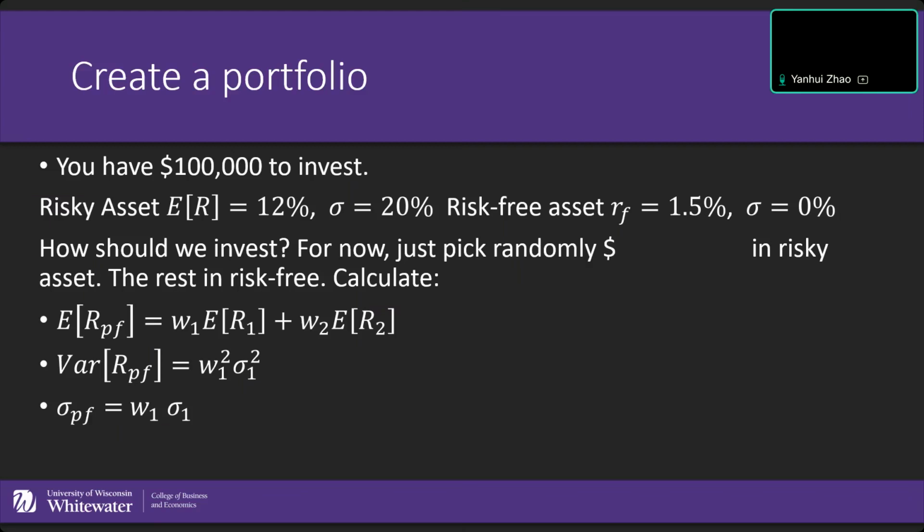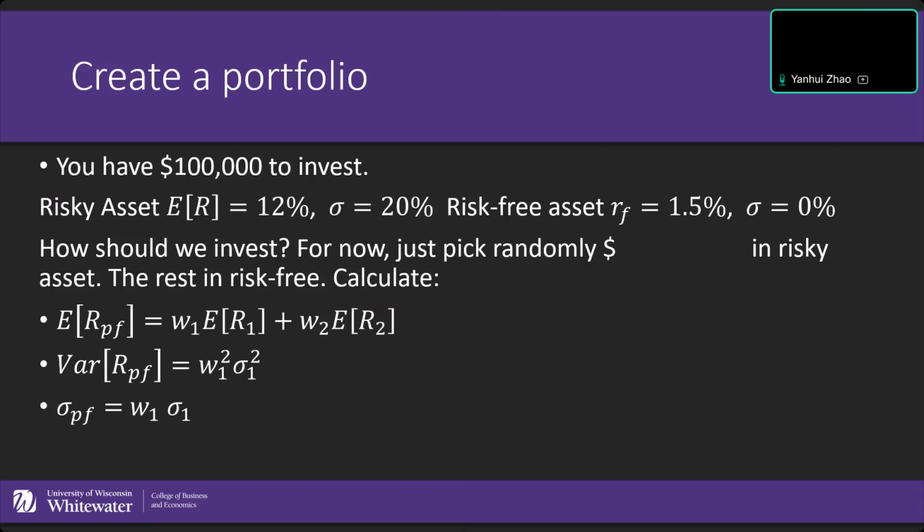Let's look at what if we want to create a portfolio. Say the portfolio has two assets. The first asset is a risky asset. Expected return is 12%. Standard deviation is 20%. Risk-free asset, the return RF is 1.5. Standard deviation is 0%. That's a feature of a risk-free asset.